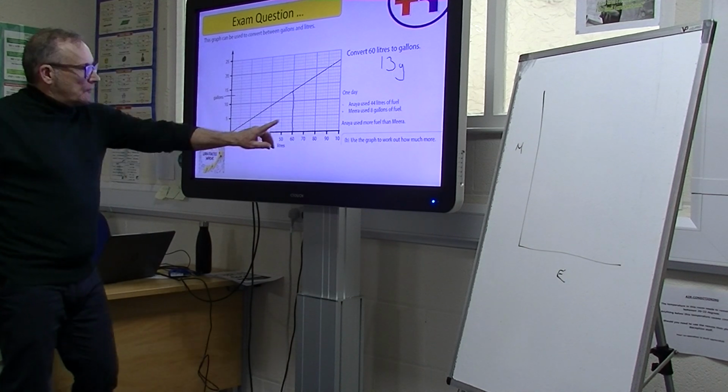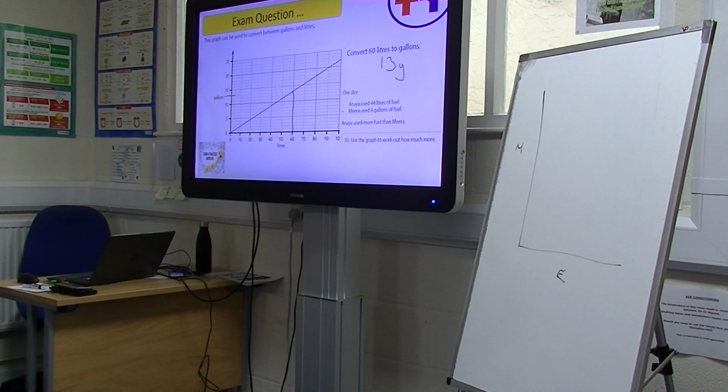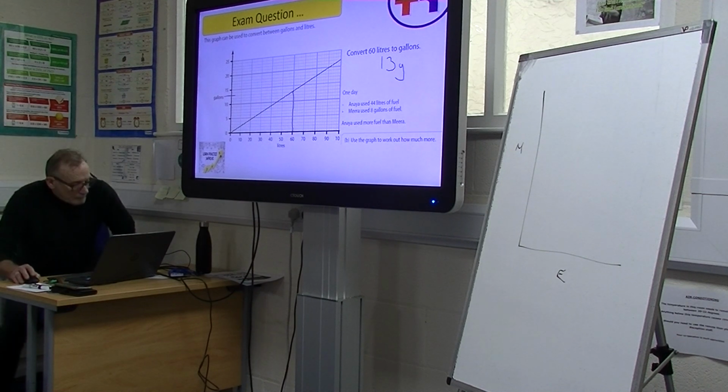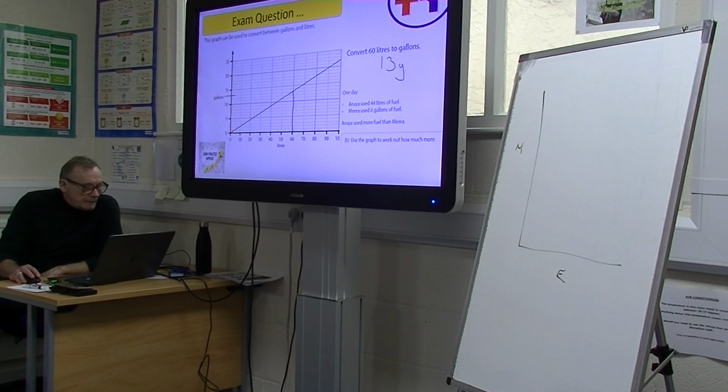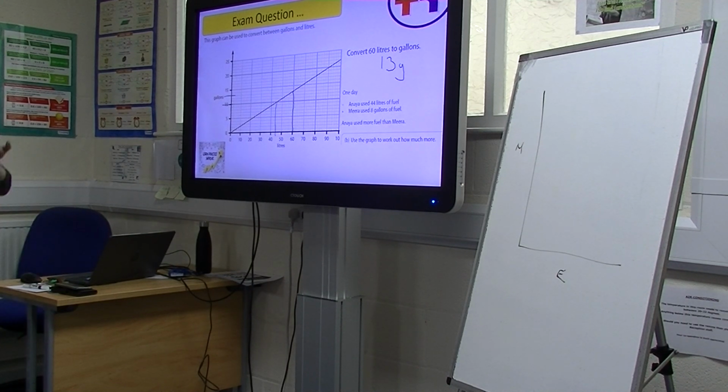So we need to go to 44 now, because she's used 44 litres of fuel. We look at the scale, and we can see that we've got 5 little spaces there, so each one of those little increments is worth 2. So we need 44, which is going to be about there. So we look up, draw a line, it hits that line there, which is 10 gallons. So Anya has used 10 gallons. So the answer to the question is, how much more fuel has she used than Mira?